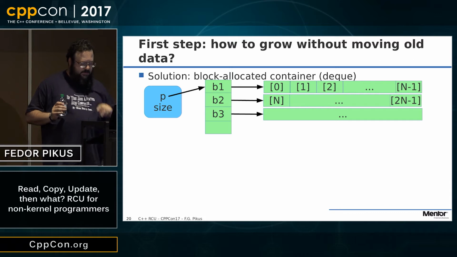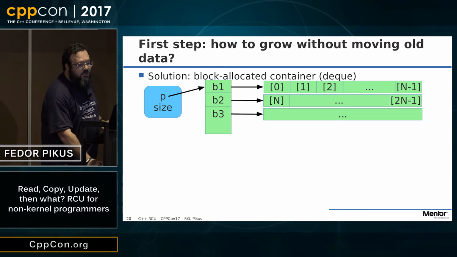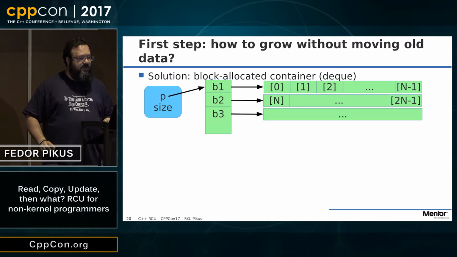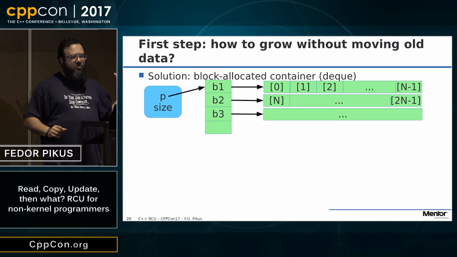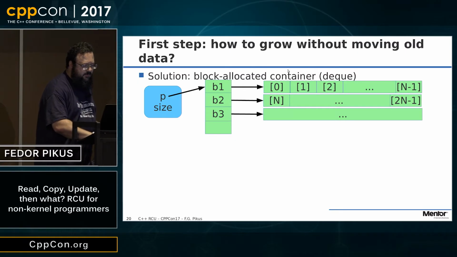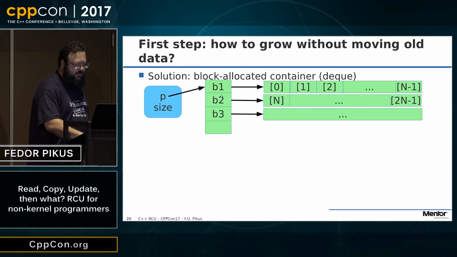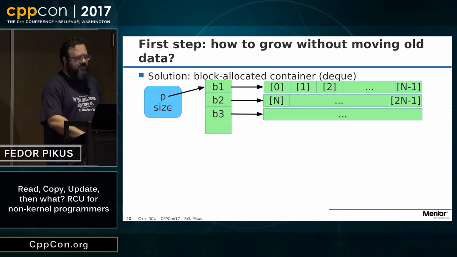So here is the simplest implementation. My data is stored in blocks of fixed size. The container itself, the object, has a pointer to a reference block. The reference block, this block of memory over here, has pointers to the data blocks. The container has a pointer to the reference block and has a size. That's how many elements I actually have alive. It has capacity and other things, but we're interested in the size.